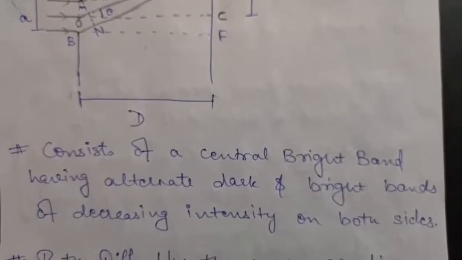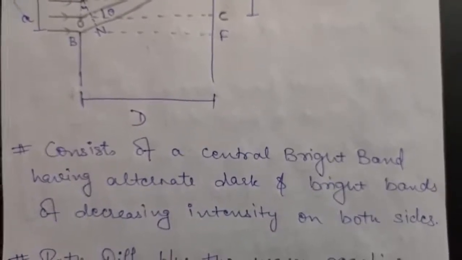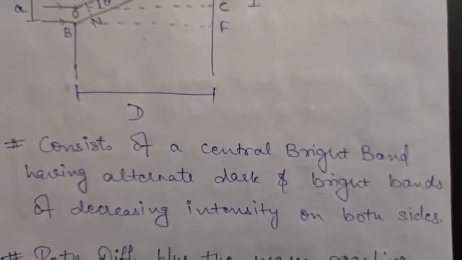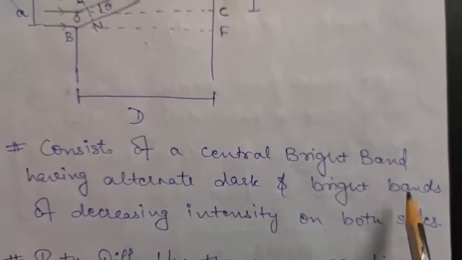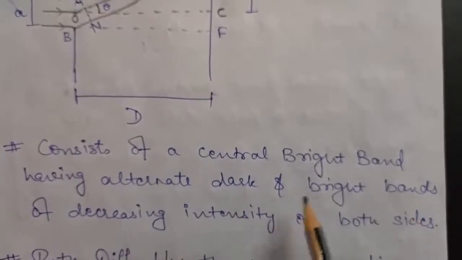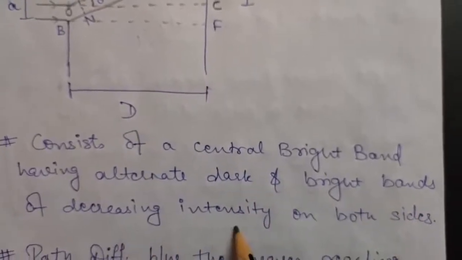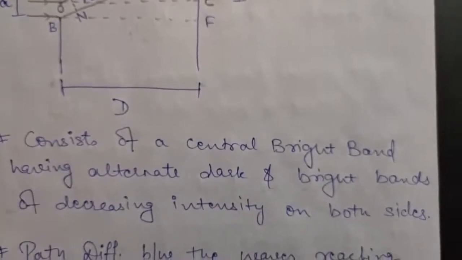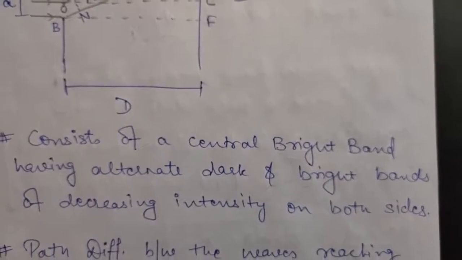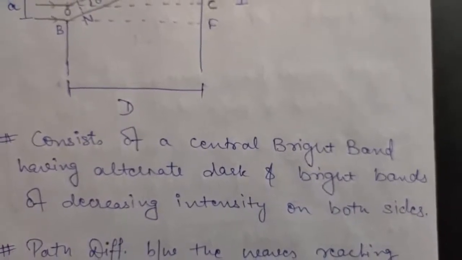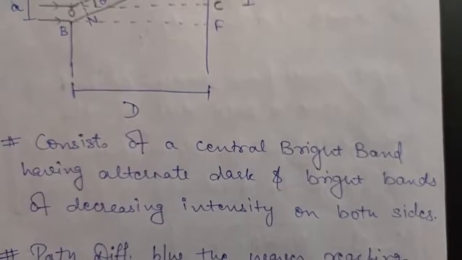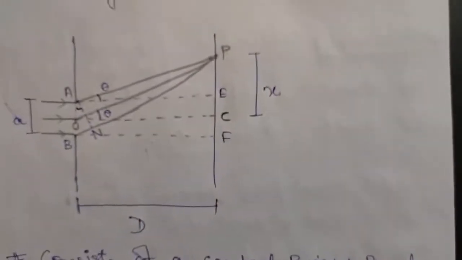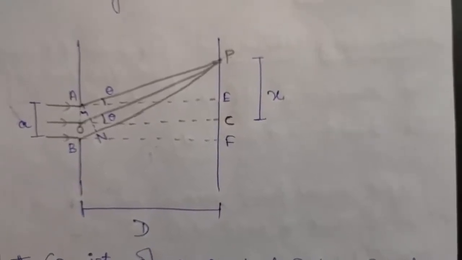In interference, all the bright bands and all the dark bands were having the same intensities, but here the bright bands will be having decreasing intensity, because dark bands will be having zero intensity only. But in interference all the bright bands were having the same intensity and all the dark bands were having the same intensity. So this is the difference between diffraction and interference. We will be drawing a graph for this also, that will make it much more clear to you.